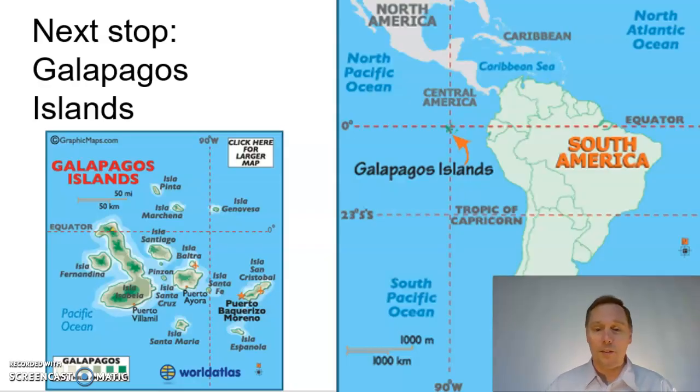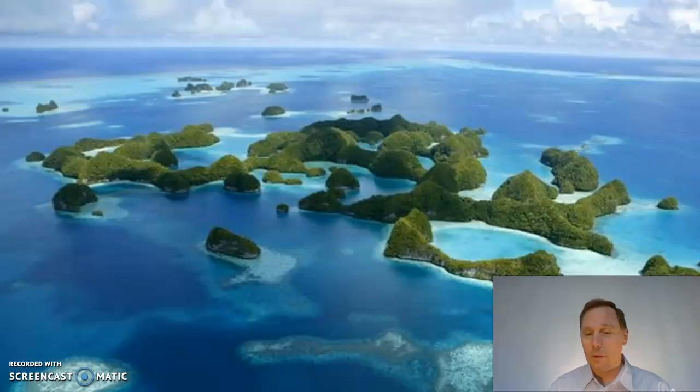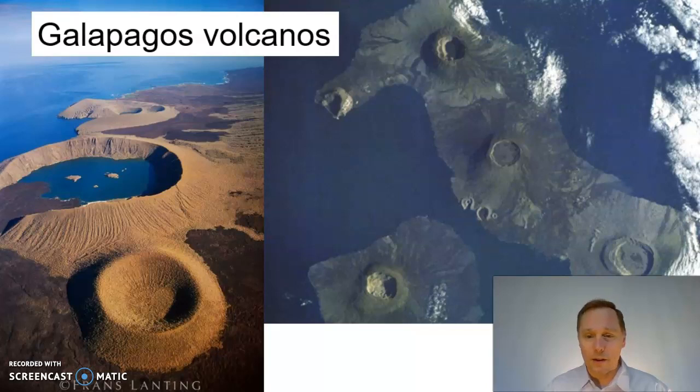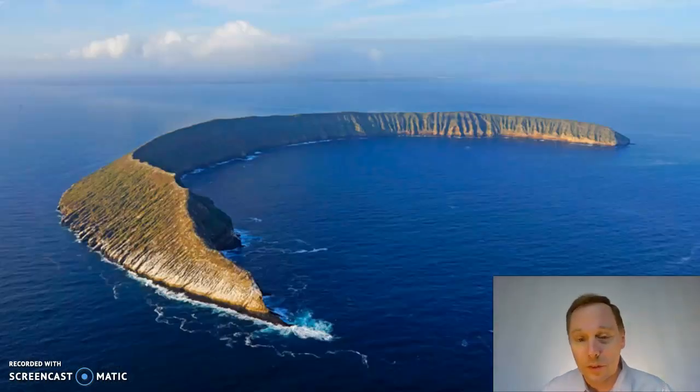All right, next, let's journey out into the ocean to the famous Galapagos Islands. The Galapagos are an interesting set of islands right on the equator. You've got volcanoes going on. Well, this is an extinct volcano.